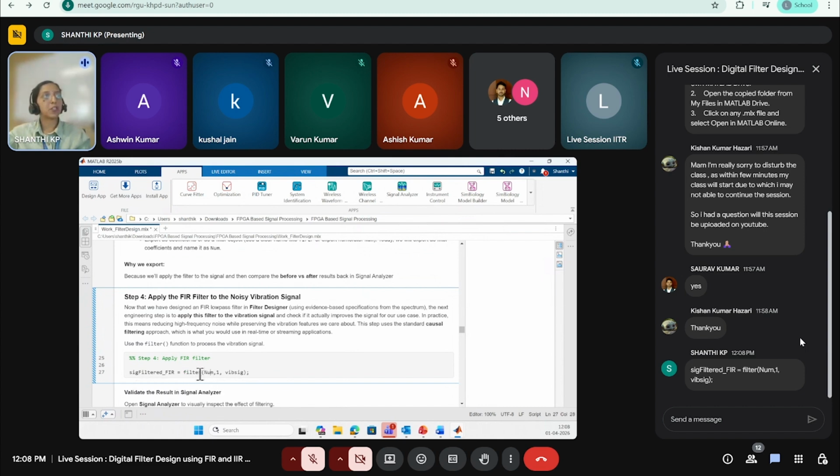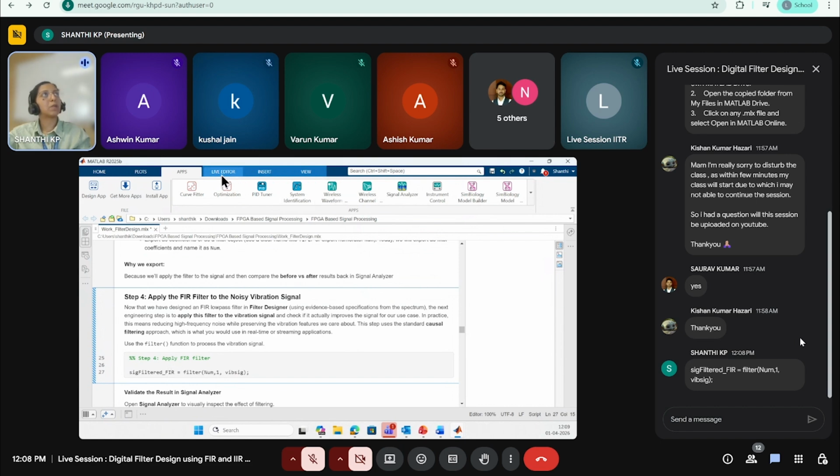So the filter function has 3 inputs here. The first input is num, which is our filter coefficients, which is the numerator. As we are dealing with the FIR filter, the denominator coefficients will be 1. And the third input is the noisy vibration signal. We are saving this filtered signal to a variable called sig filtered FIR.